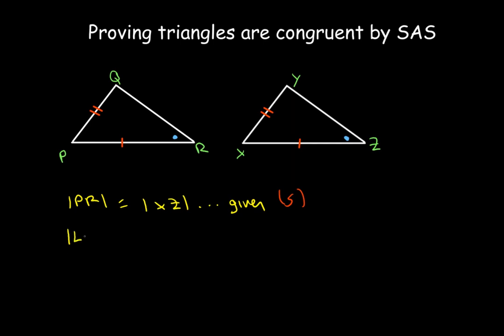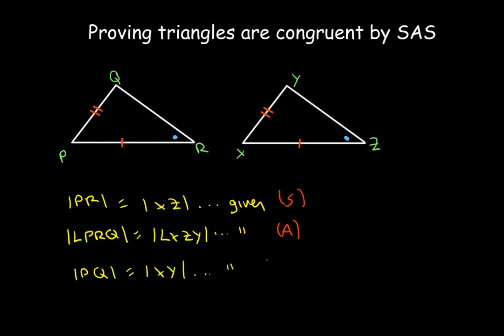So the measure of the angle PRQ, or the blue angle there, is equal to the measure of the angle XZY, and the reason likewise is given. So that's the angle. And finally, you know that the last side is also the same. So the length of the side PQ is equal to the length of the side XY, and that's also given in this example. So that's by side.